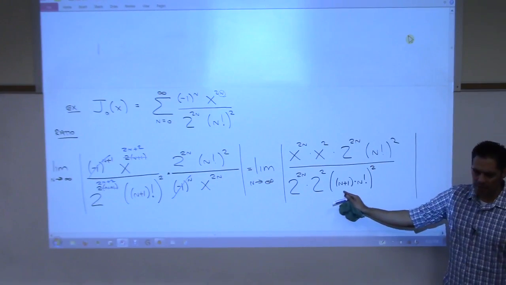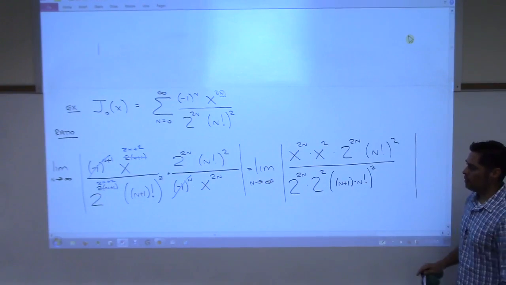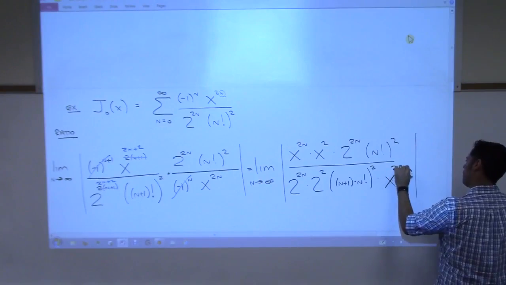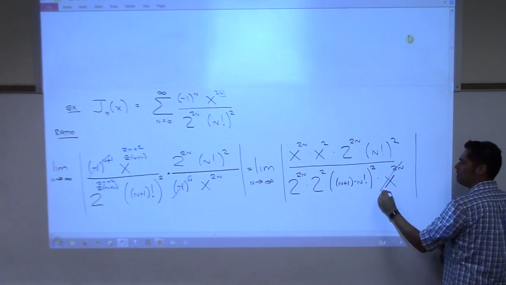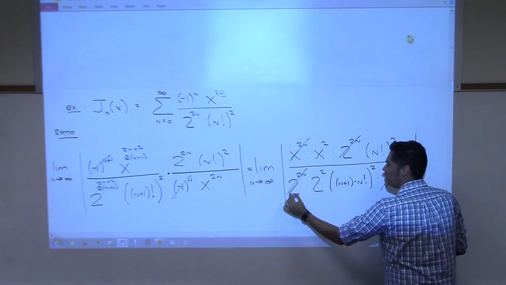This in here is n plus 1 factorial, right? Then I'm going to square the whole thing. I still have down here x to the 2n. This x to the 2n cancels with this one. 2 to the 2n cancels with this one.